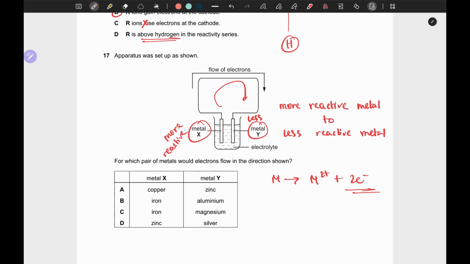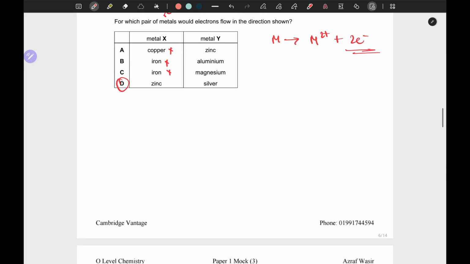So look at A, copper and zinc. That doesn't work because copper is less reactive. Iron, aluminum, and iron, magnesium, both of them don't work because iron is less reactive. If you look at D, zinc and silver, that is correct. Zinc is more reactive than silver. So in this case, it's going to be D.